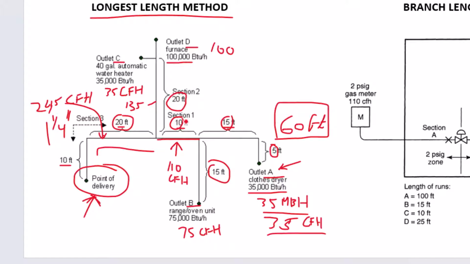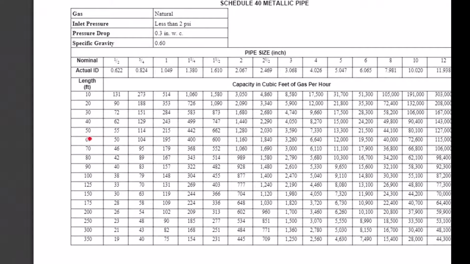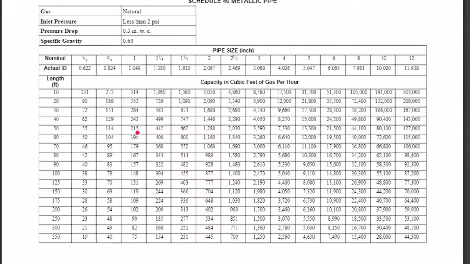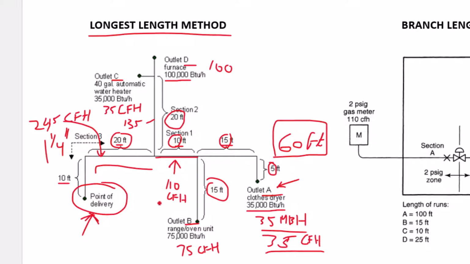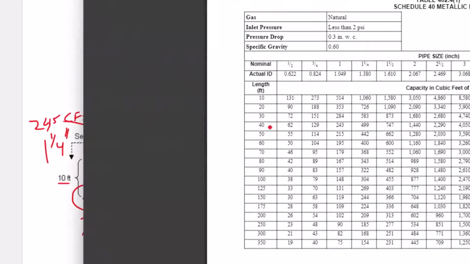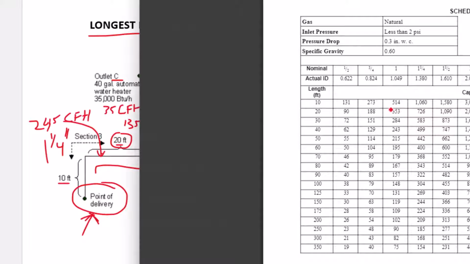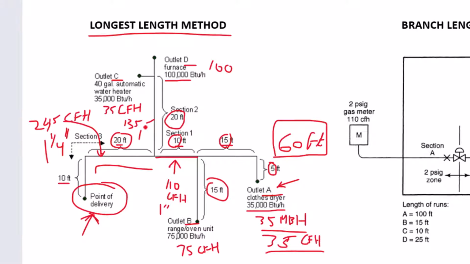Now let's size section 1. And section 1 has 110 CFH. So again, we have to use the same length for every pipe segment. So we got to follow this 60 again, which is the longest length, and find one that can handle the 110. So 110 would be this one right here, which is a 1 inch. So this one would be a 1-inch pipe size. This section 2 is carrying 135 CFH. So 135 CFH running across the 60 foot row would be a 1-inch. So this would be a 1-inch size.